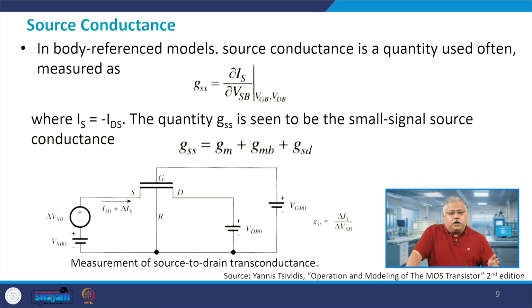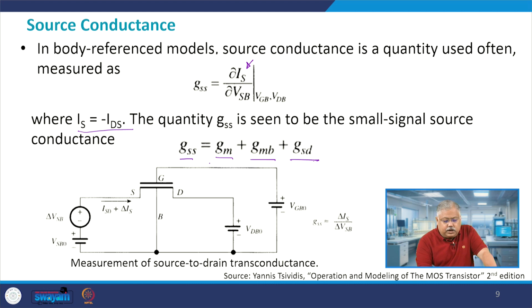Let us look at body referenced. So, now we are breaking up into body referenced models, where we will be using the source conductance model. So, GSS will be del IS del VSB. So, it is the source current which is flowing divided by the change in the value of VSB, and therefore, you see the source current is minus of VDS. This is the question I was asking you in the previous turn, that you might have a negative term coming into picture. And therefore, I can write down GSS as Gm plus Gmb plus GSD.